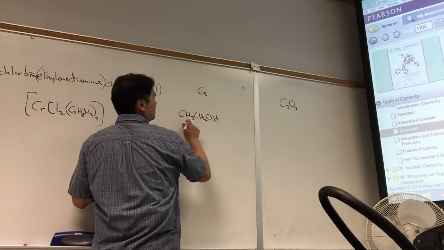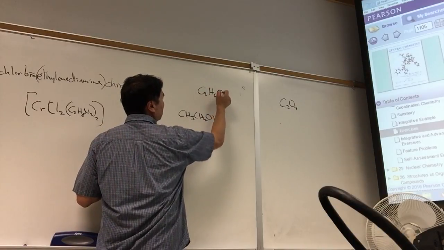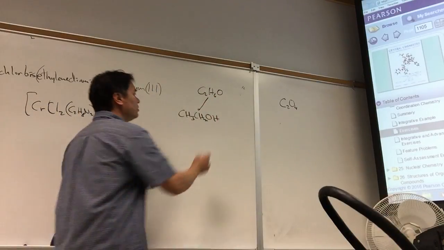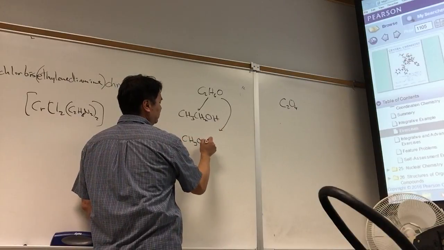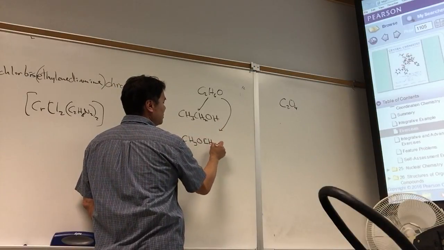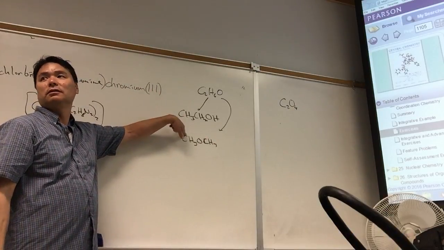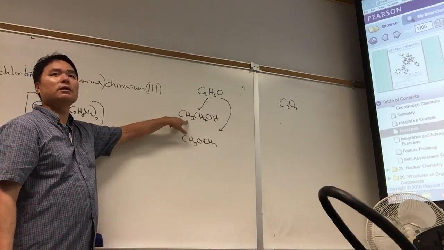For example, if I wrote C2H6O, am I talking about ethanol? Yeah, I might be talking about ethanol, but I also could be talking about dimethyl ether. Dimethyl ether has the exact same molecular formula. And so which one am I talking about?